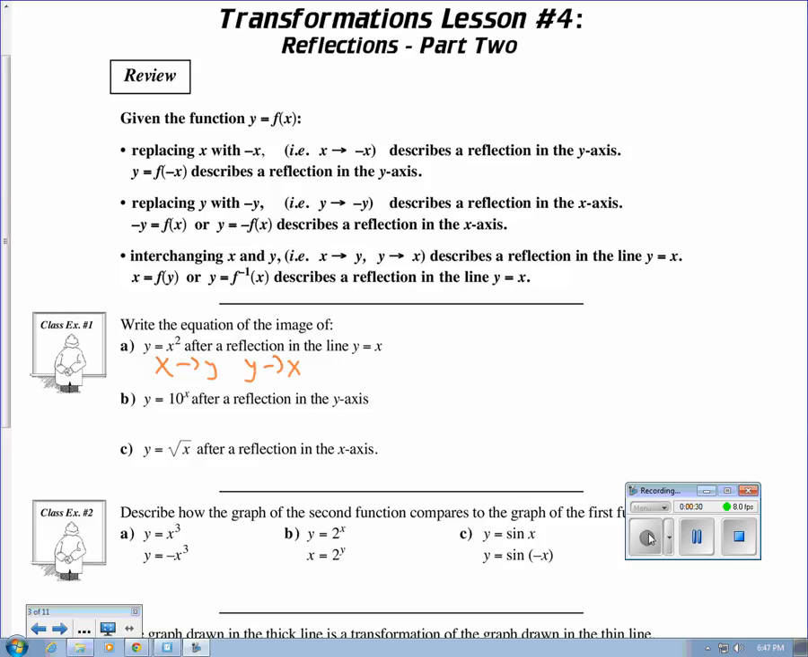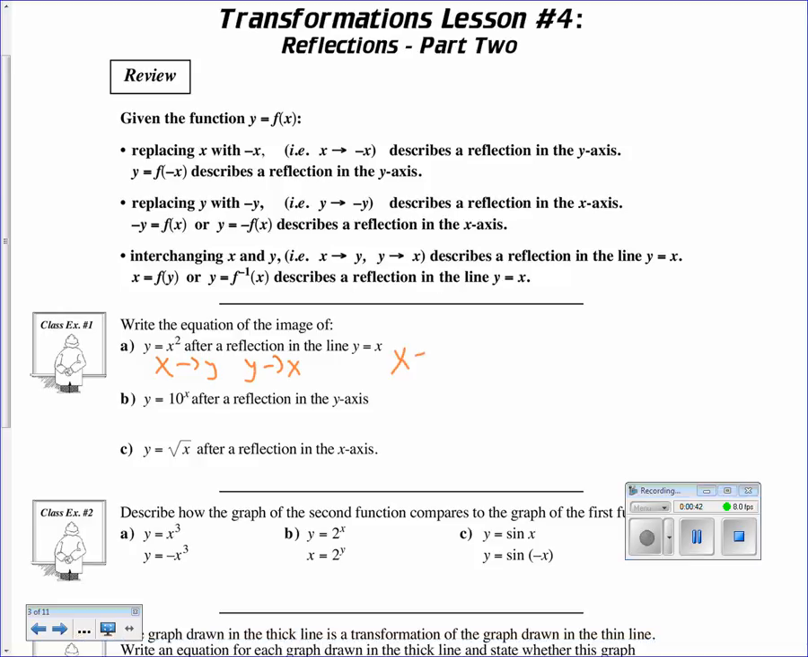If y equals x squared, what happens if you reflect in the line y equals x? Well, that means find the inverse. So I've said x is going to become y and y is going to become x. So x is equal to y squared, and then I get to say that y is equal to plus or minus the square root of x.